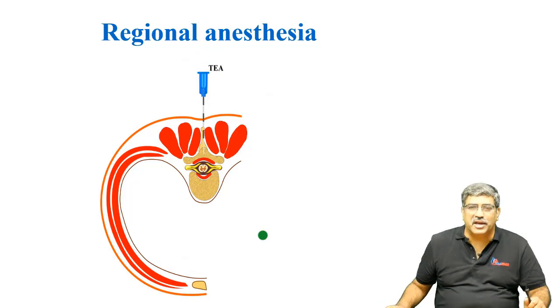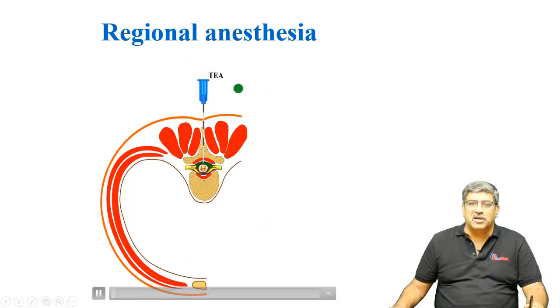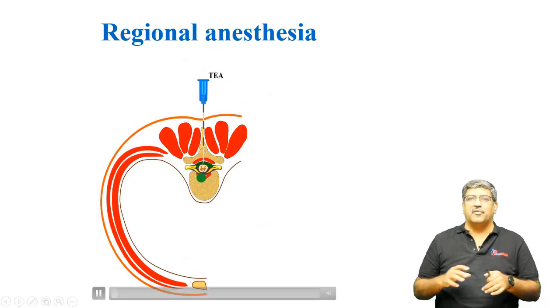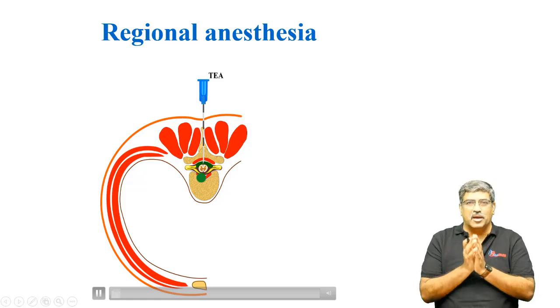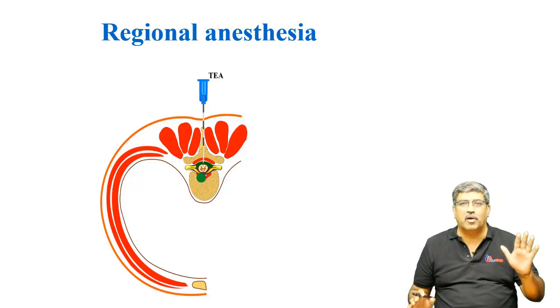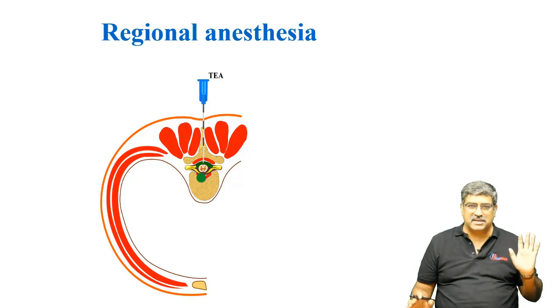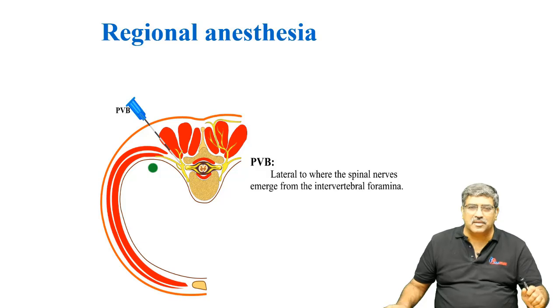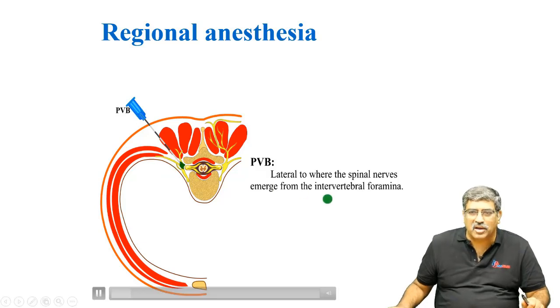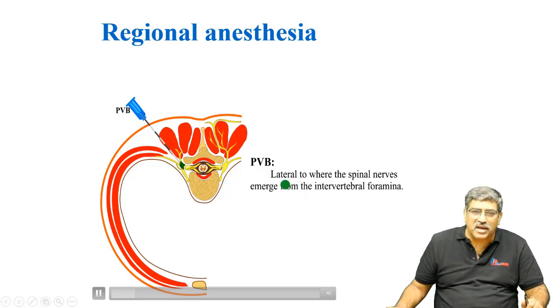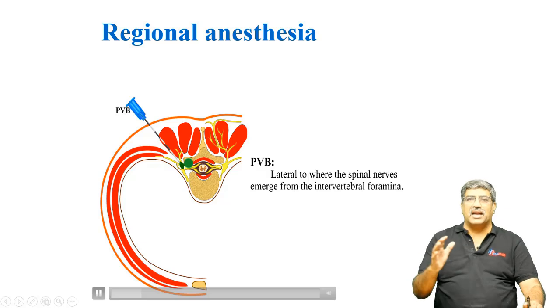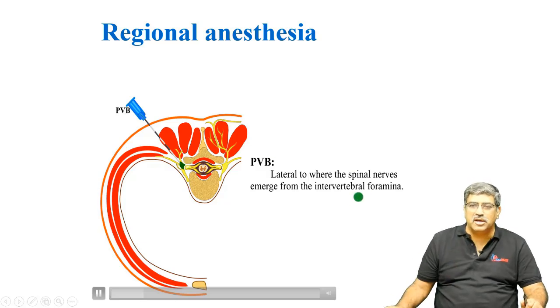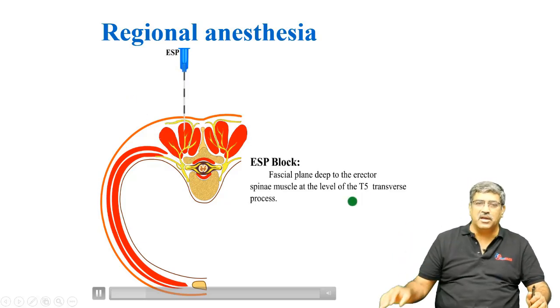Now coming to the various blocks. The first and foremost is the thoracic epidural analgesia, where you deliver the drug in the epidural space. It is a well-known form of neuraxial anesthesia. That is the first and foremost for thoracic surgery. Next comes the paravertebral block. Here you block the spinal nerve as it emerges from the intervertebral foramen. You deliver the drug in the paravertebral space and block the spinal nerve as it exits from the spinal foramen.